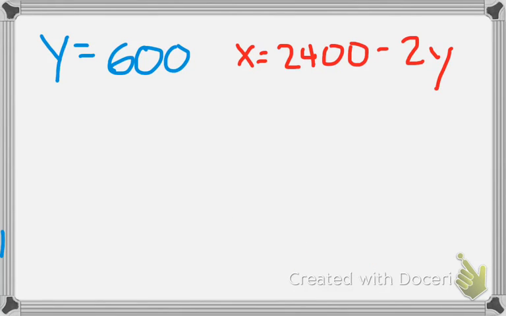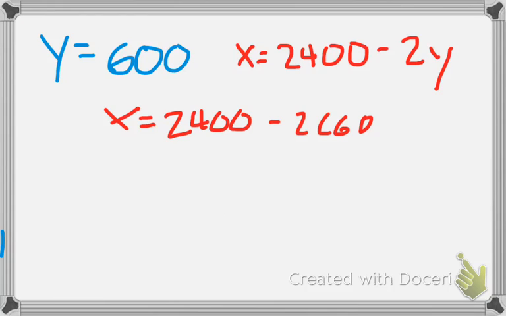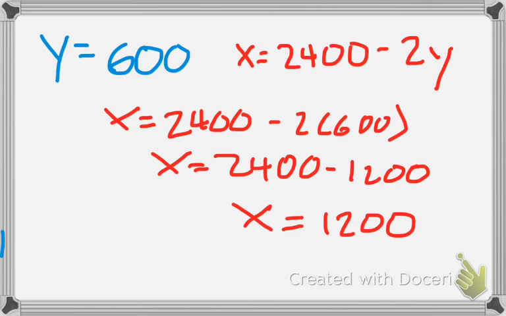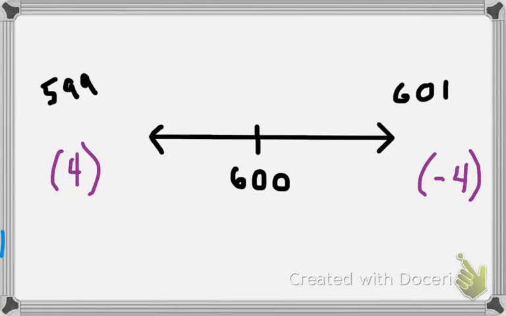We are going to go back to the secondary equation and plug in y to get the value of x. We get that x equals 1200. Now that we have our x and y values, we are going to determine if this is a minimum or a maximum by plugging in values greater than 600 and less than 600 into the number line.